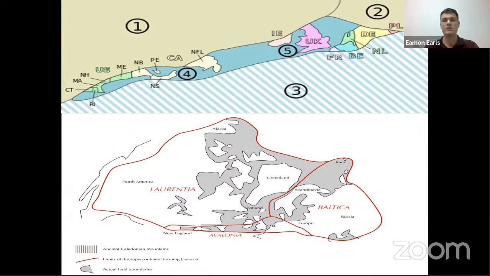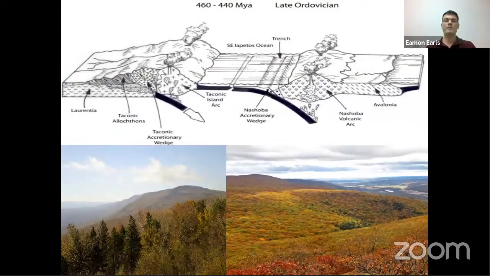And around this point in time, Avalonia came and collided with both Baltica, the proto-Europe, and Laurentia, the proto-North America. It had a very big impact with the addition of the Avalonian microcontinent and a string of other small island arcs that all sort of arrived at the same time period. It kicked off what's called an orogeny. An orogeny is geospeak for a mountain building event. It makes a lot of sense when you think about it.